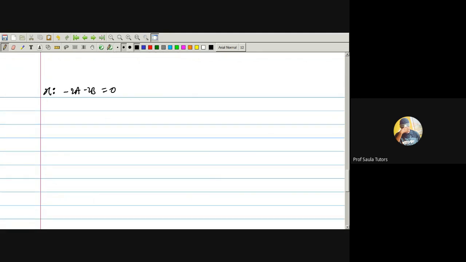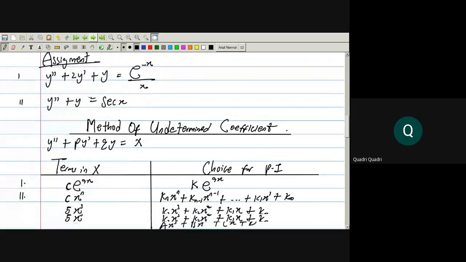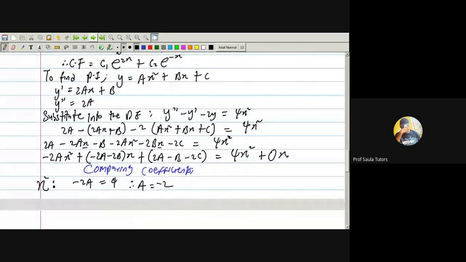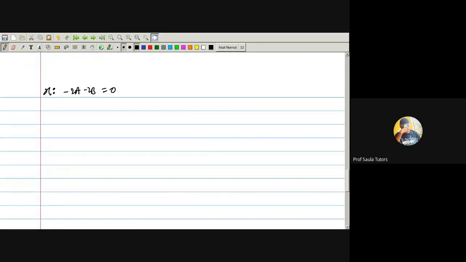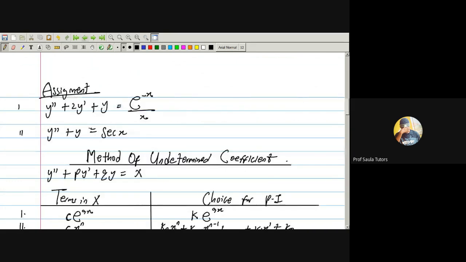And don't forget, what did I get as my a? A is minus 2. So minus 2 times minus 2, minus 2b equals 0. What do you have here? 4 minus 2b equals 0. So 2b equals 4, and therefore my b is equal to 2. You see that? Exactly.